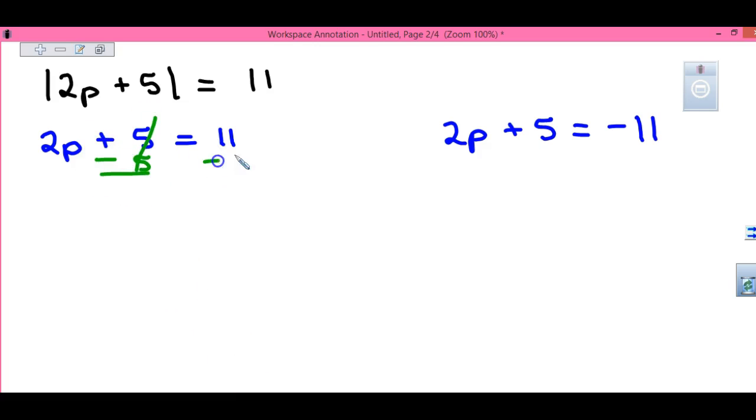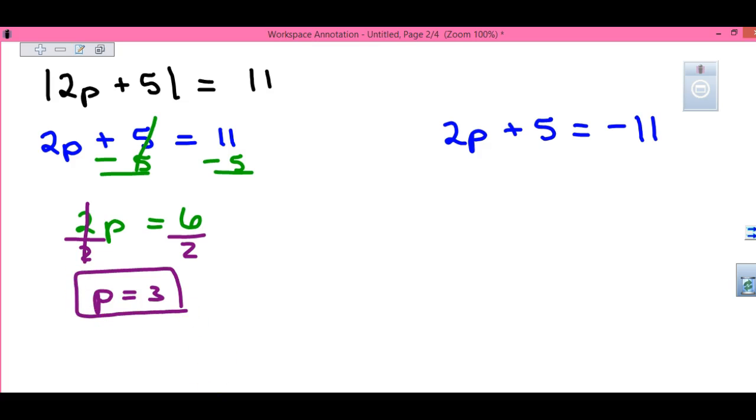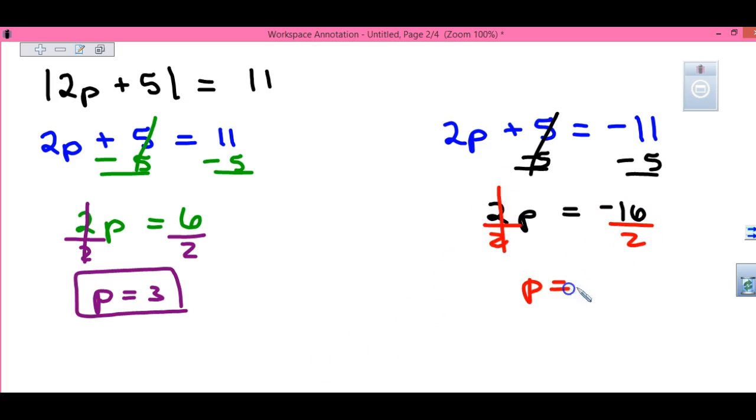Minus 5, 2p is equal to 6. Divide by 2, p is equal to 3. And this other one, we're going to subtract 5 from both sides. 2p equals negative 16. And we're going to divide by 2 on both sides. p is equal to negative 8. This means p can equal 3 or p can equal negative 8.